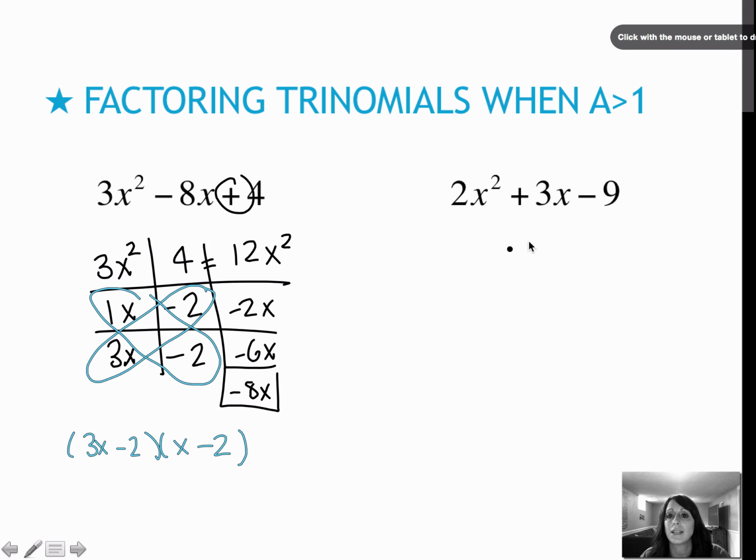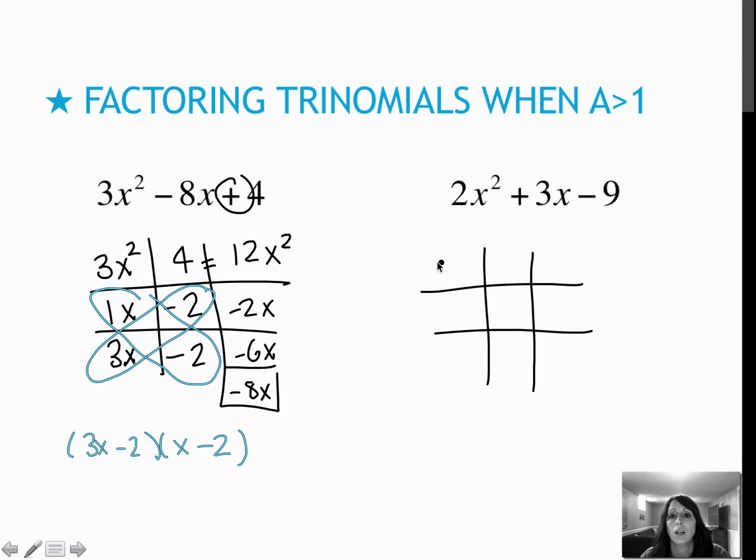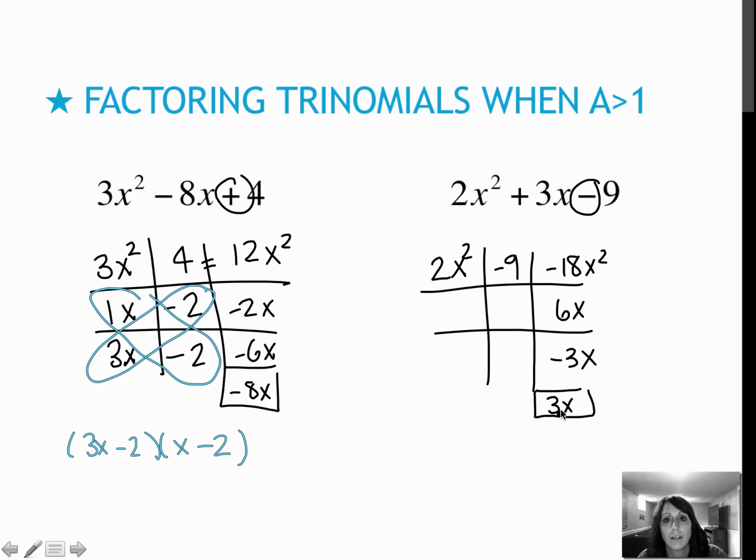For my second example, again I make my tic-tac-toe. I put the 2x squared here and the minus 9, which gives me negative 18x squared, and I put my positive 3 down here. Remember, I'm looking for numbers that multiply to 18 that subtract to 3. So I would use 6x and negative 3x because their difference is 3 and they multiply to a negative 18.